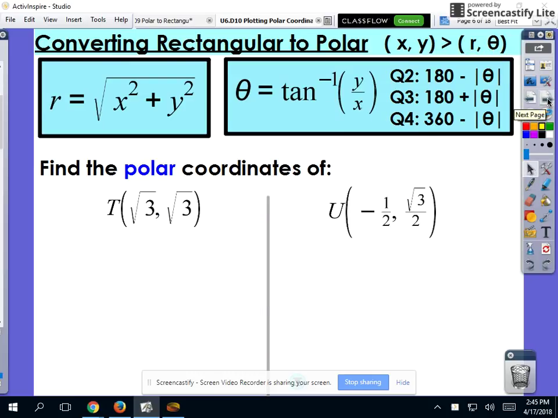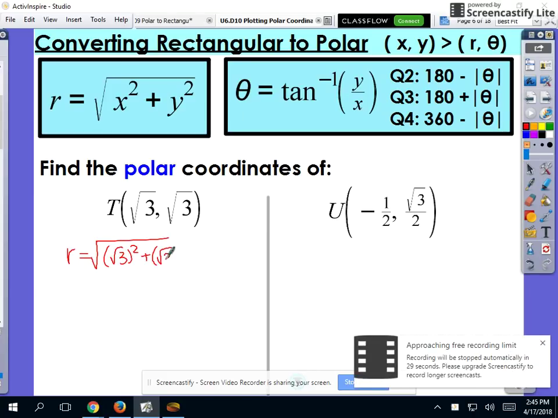We're going to find the polar coordinates of these guys. Now these look a little bit more friendly because they have square roots. I know you might be scared, but it's not a big deal. Let's go ahead and see what would happen if we find the radius of this guy. I know that radius is equal to the square root of square root of 3 squared plus square root of 3 squared. We're going to finish this up in just a moment.